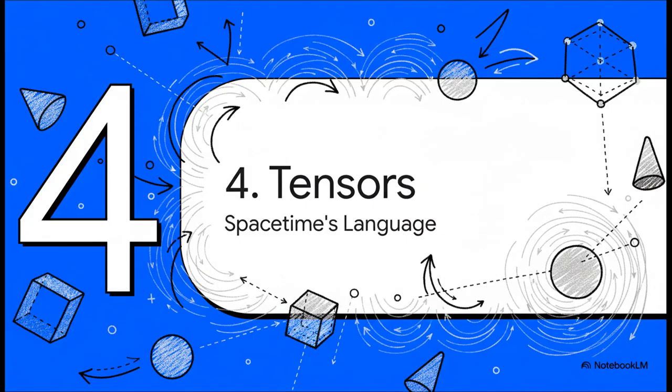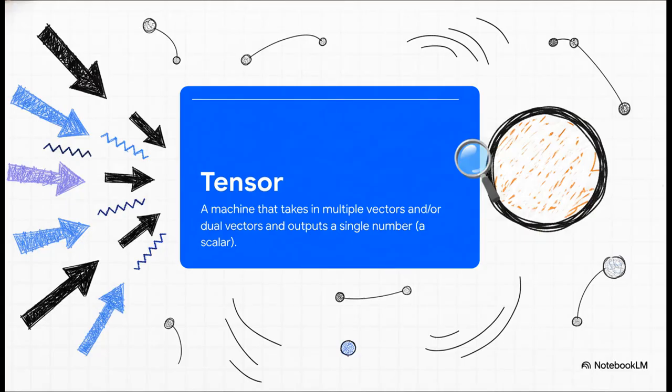So we've built up vectors and dual vectors. But it turns out these are just the two simplest members of a much bigger, much more powerful family of objects that form the true language of physics, and they are called tensors. So what the heck is a tensor? Well, it's pretty much a generalization of everything we've just been talking about. It's a mathematical machine that can take multiple vectors and dual vectors as its inputs, and it always produces a single objective number, a scalar, as the output. And because it spits out a single number, it becomes independent of any coordinate system.